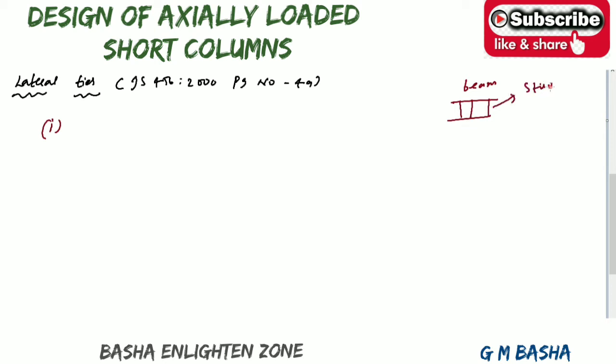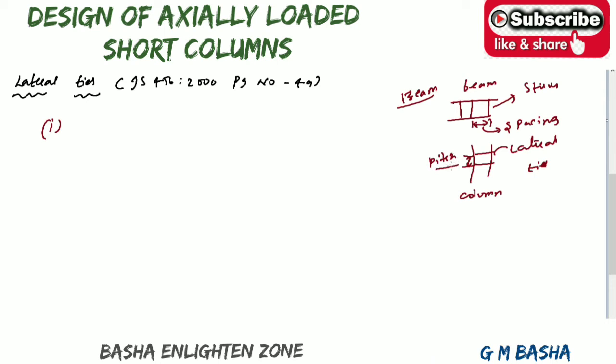So stirrups in the beams, columns we used to call as lateral ties. But stirrup to stirrup we used to call as spacing, and tie to tie we used to call as pitch in the columns. So that is the difference between beam and column. Stirrups are used in the beam and we are providing spacing for stirrup to stirrup. Lateral ties are used in the column and we provide them with some distance which is called pitch here.